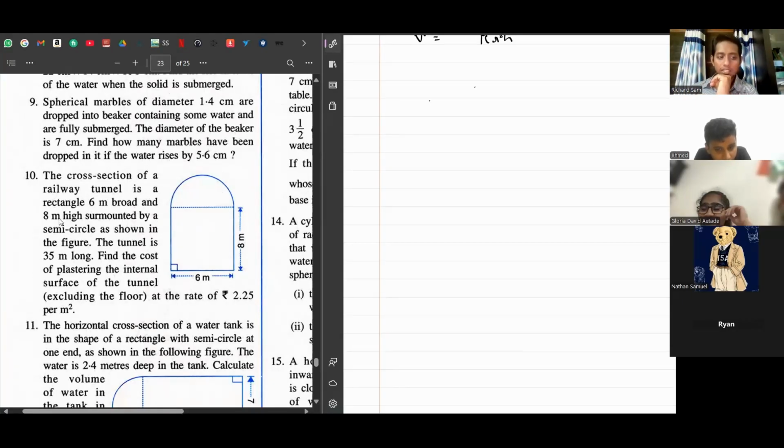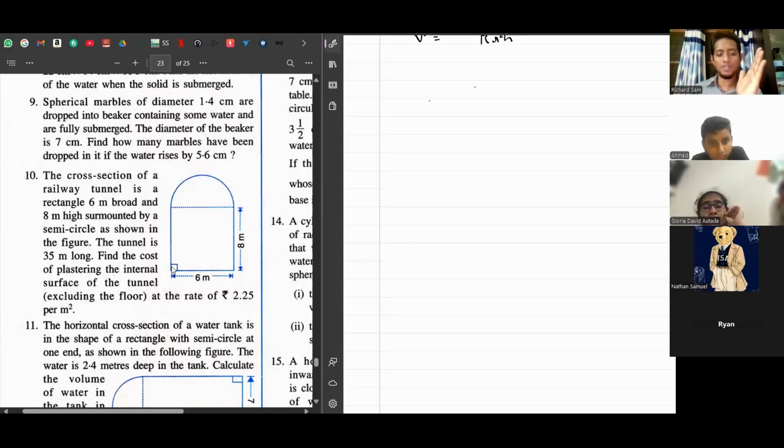6 meter broad, surmounted by a semicircle as shown in the figure. The tunnel is 35 meters long. Where is the length over here? Why is it not mentioned here? It's 3D. It's going into the book. Okay, 35 meters going behind. That's your third dimension. Find the cost of plastering the internal surface of the tunnel.